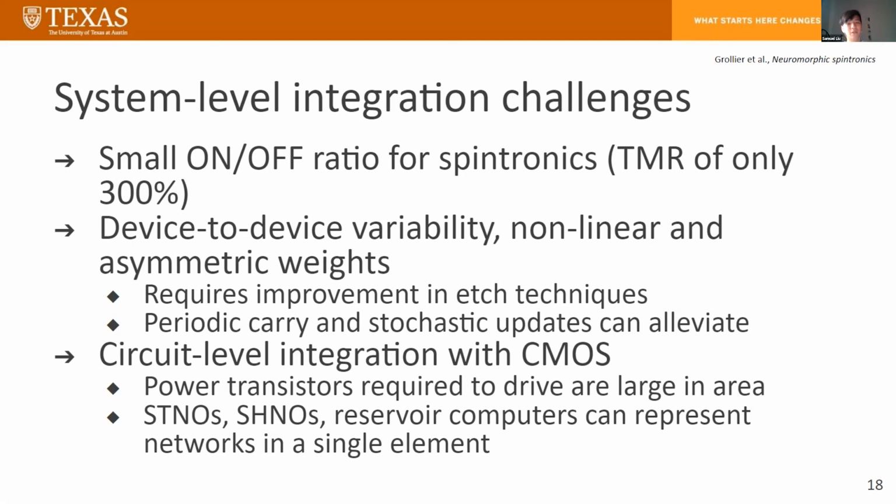In general for spintronics, there's a really small on-off ratio, which requires more complex readout circuitry. Device-to-device variability, which results in nonlinear and asymmetric weights, happens a lot. This requires a large improvement in etch techniques, particularly for magnetics. Some neural network techniques can alleviate this, but this is still necessary. For circuit level integration, the power transistors required to drive the devices are quite large since the current required is quite large. Some types of devices that can represent entire networks in a single element can alleviate this problem.